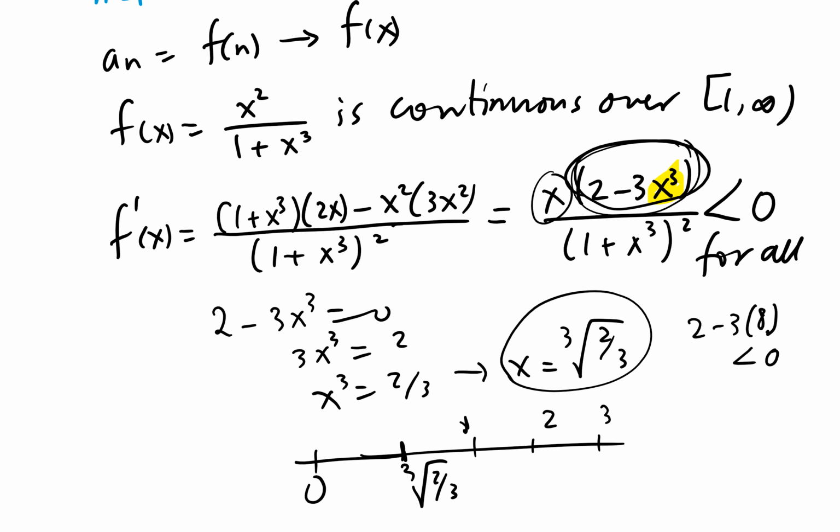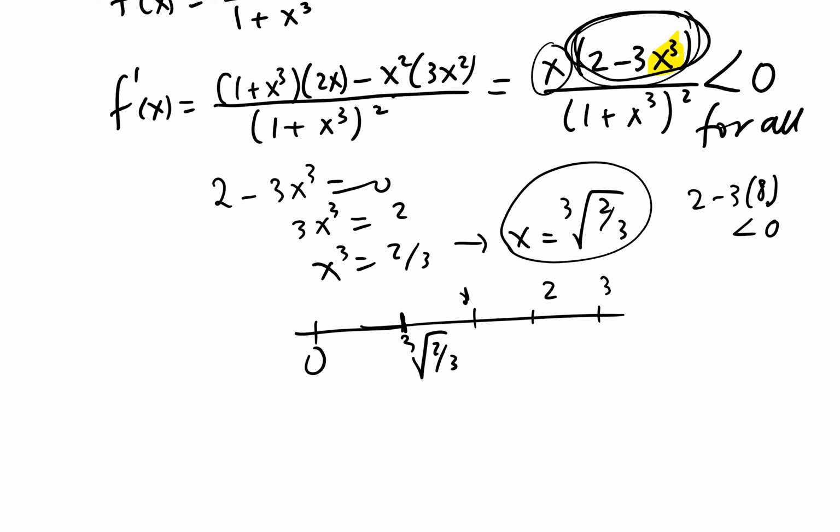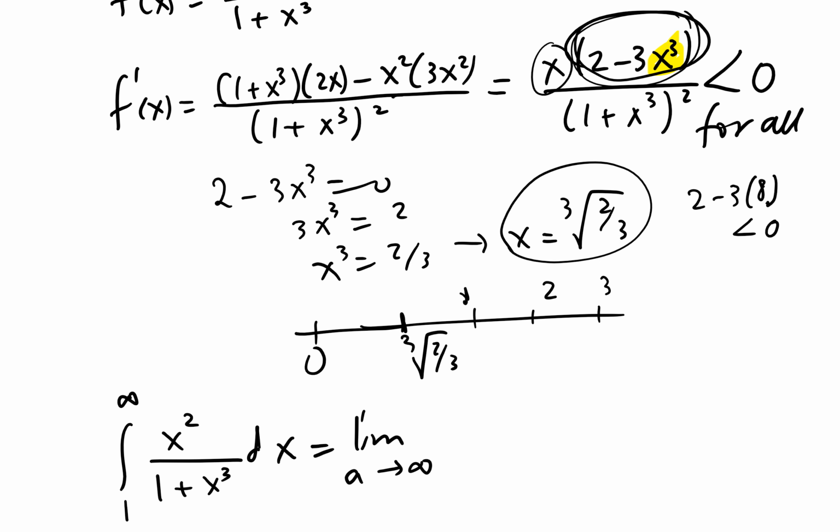Since that's decreasing, and the function is continuous, that tells us that we can apply the integral test. And the integral test says you go from 1 to infinity x squared over 1 plus x cubed dx, which you can rewrite as the limit as a goes to infinity of the integral from 1 to a of x squared over 1 plus x cubed dx.